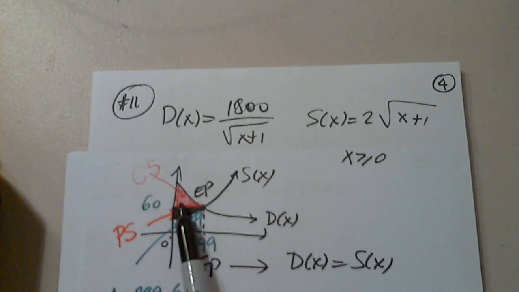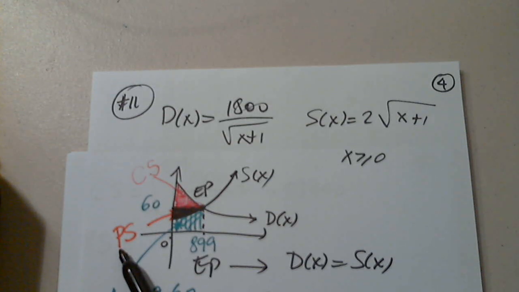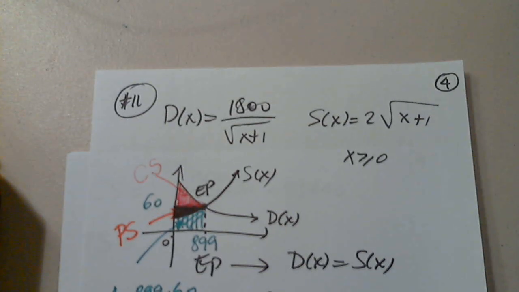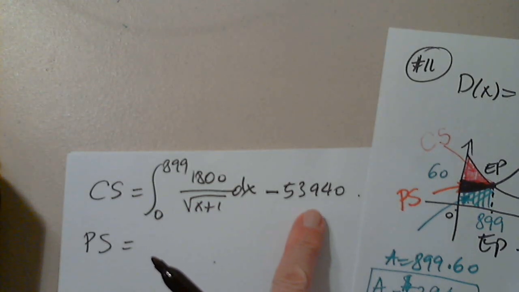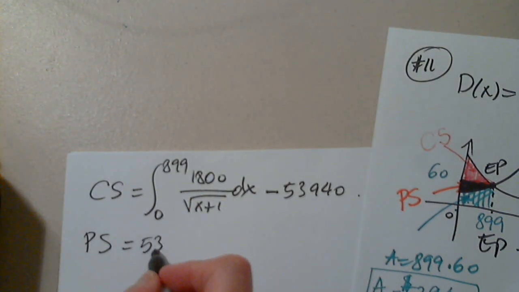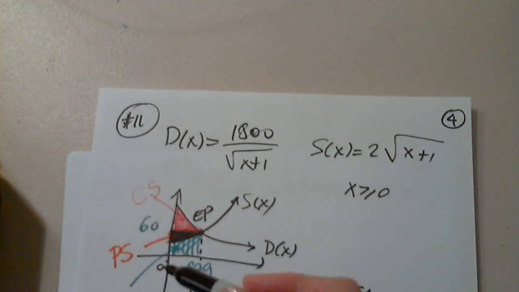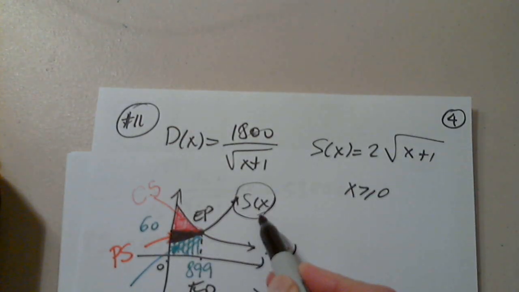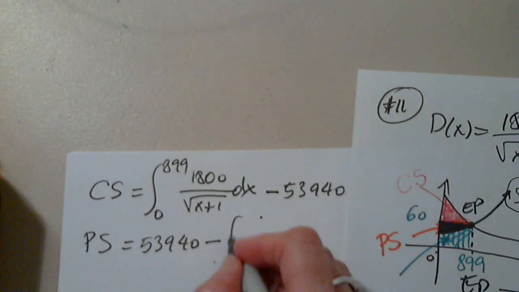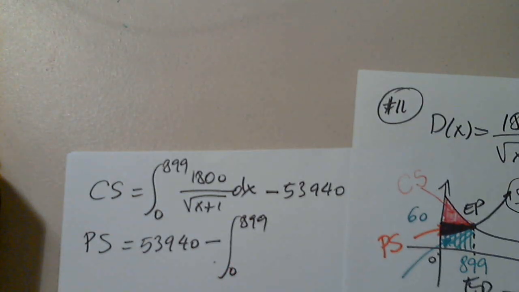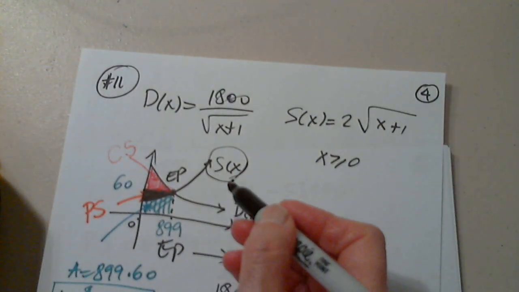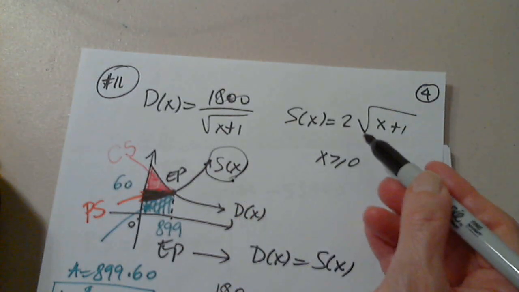Now let's analyze how I determine this piece. So I determine the red. Now I want to determine this piece because that's the producer surplus. So this is reversed now. From the area of the rectangle, I have to subtract this area under this function. So it's still the definite integral from 0 to 899, but not from the same function, but from the supply function. So I have 2 times the square root of x plus 1.